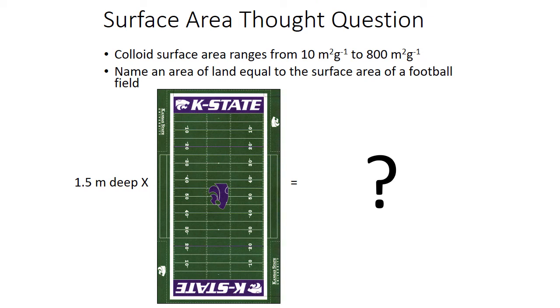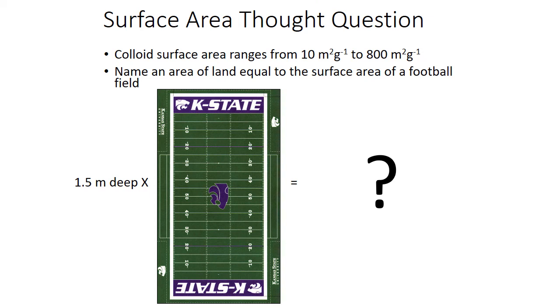For some reference, colloids generally have a surface area of around 10 meters squared per gram to 800 meters squared per gram. So there's a large mass there, and it ends up being a large surface area. I'll let you think about that for a few seconds.